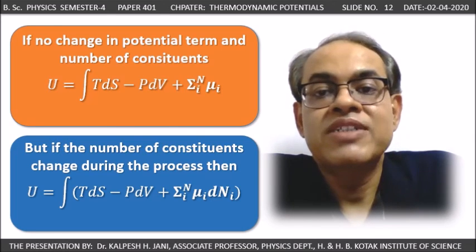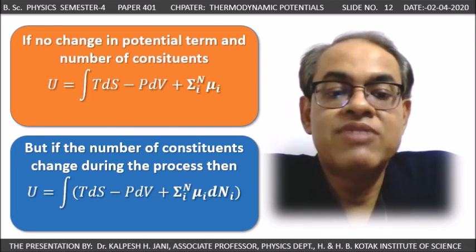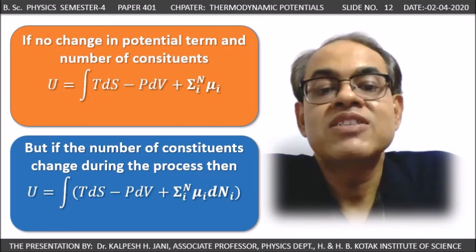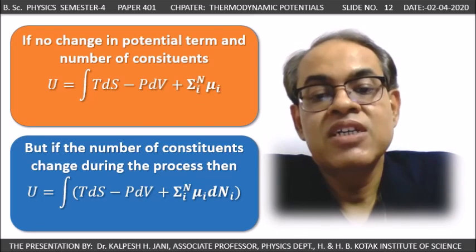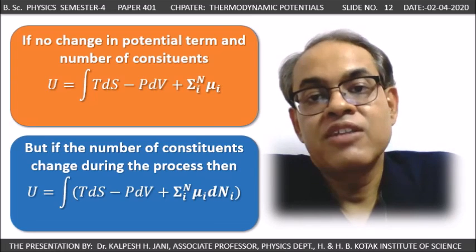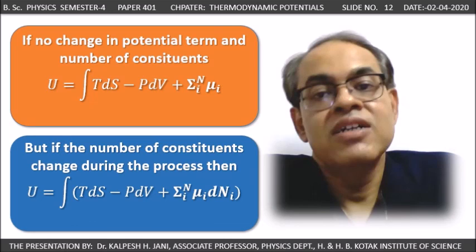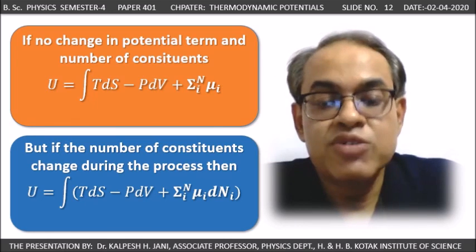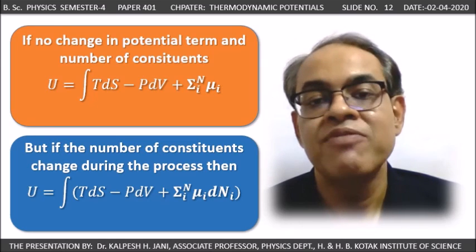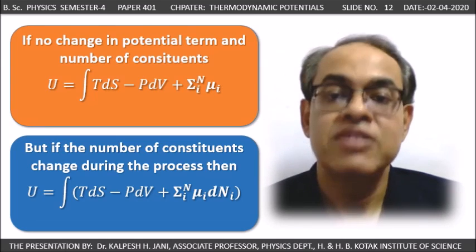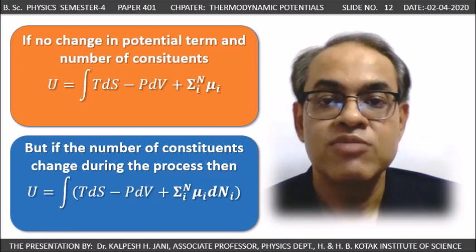So the total internal energy in that case would be given as the integration of all these three terms, TdS minus PdV, plus this summation where the number of molecules are subject to change during the process. So this is the final equation by which we can show the internal energy potential of the given system.